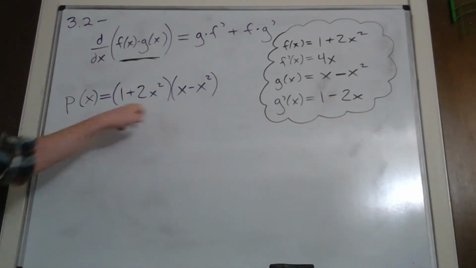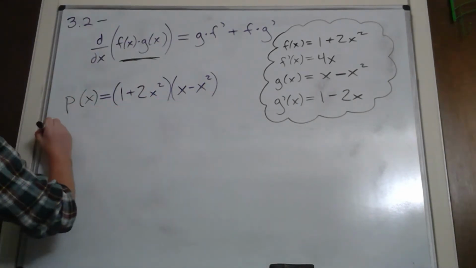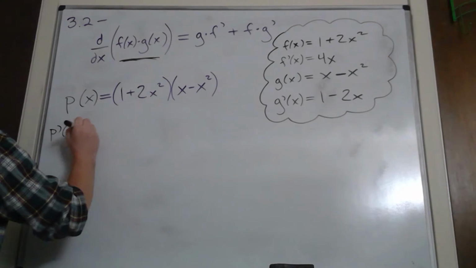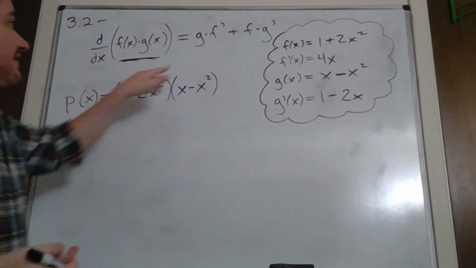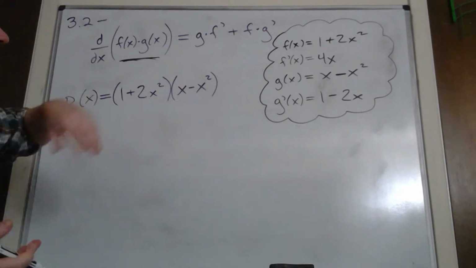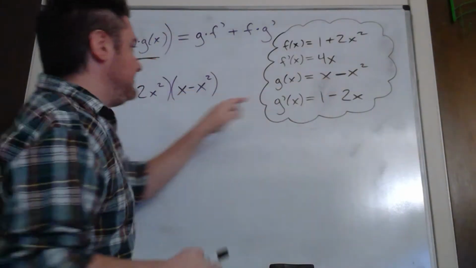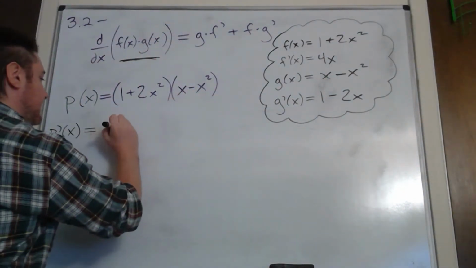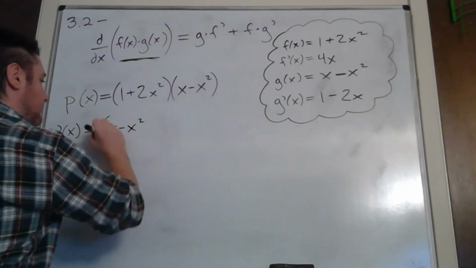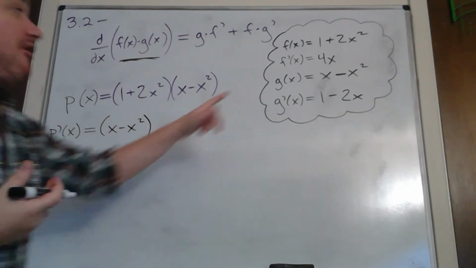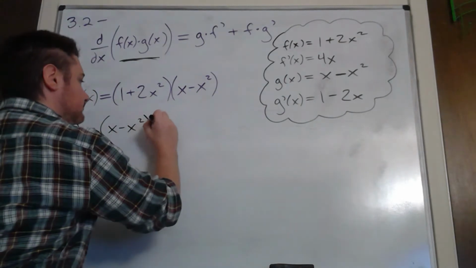So I've got my original function here. P of x is equal to this. The derivative now, P prime of x, is equal to, let's see what we've got. So again, I'm going to preserve the order that I've written things up here. So I've got g times f prime. So g, x minus x squared, the original second term. So I've got x minus x squared, wrapped in parentheses, times f prime, which is just 4x.